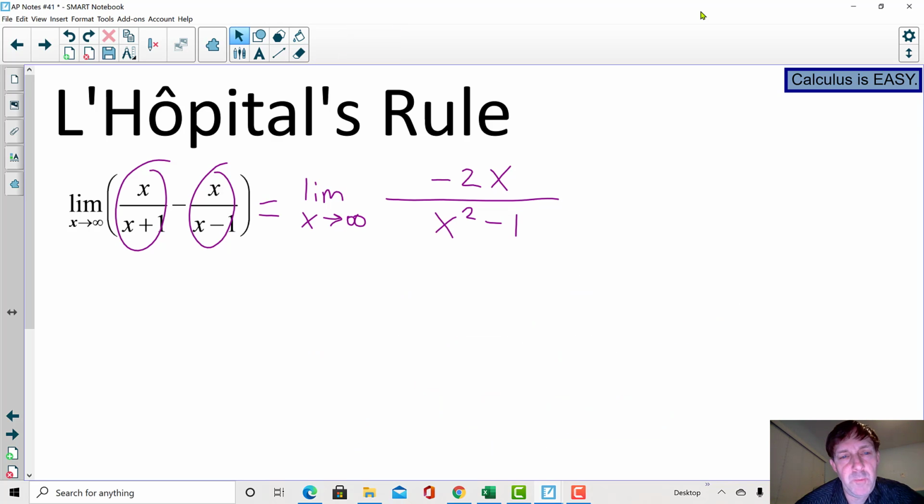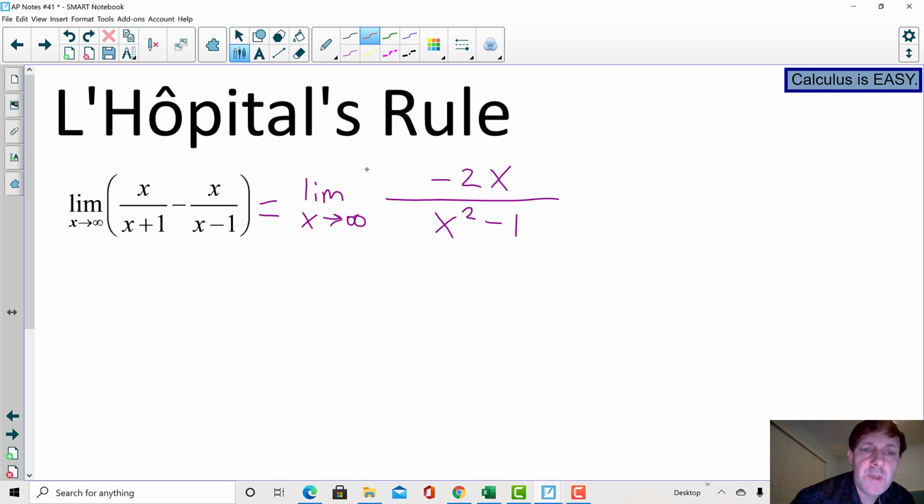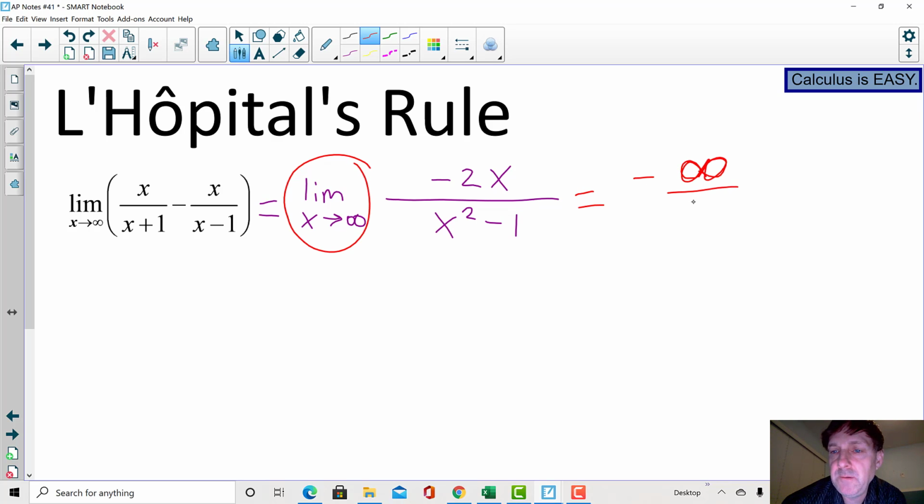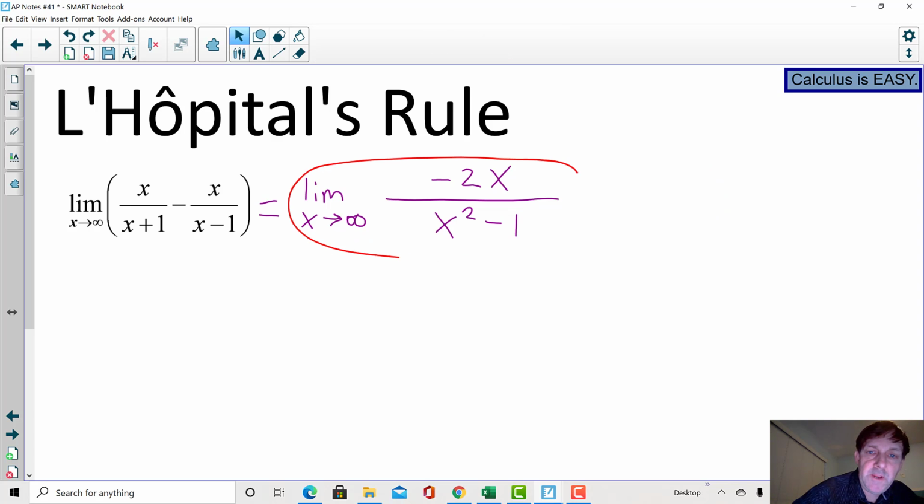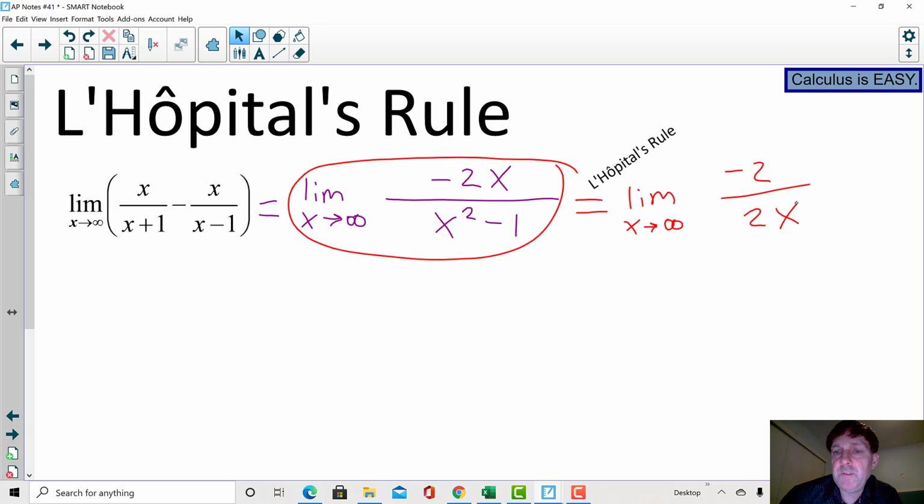Now that we've rewritten it, we can do the calculus part of it. If I try to do this limit, I'm going to get -infinity over infinity. So I can use L'Hopital's rule. This limit here is going to equal, according to L'Hopital's rule, this limit here. And this is just a plug-in limit. You're going to get a constant over infinity, and that's just going to equal 0.